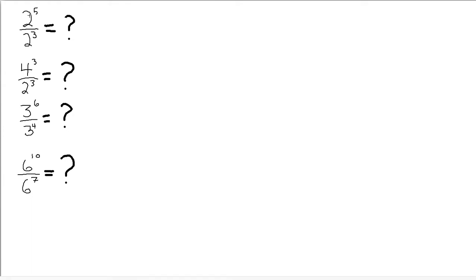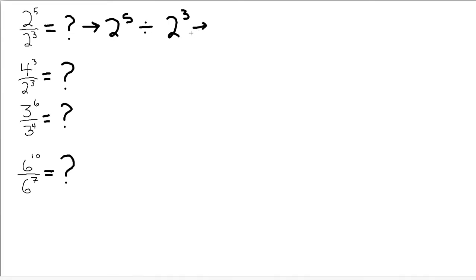Okay, so for the first problem, we have 2 to the 5th divided by 2 cubed. So it's actually going to work the opposite way of the product rule. So instead of adding the exponents, you're just going to subtract the exponents in this case. So we're going to just bring this down. So you have 2 to the 5th. And remember, we're dividing that by 2 cubed.